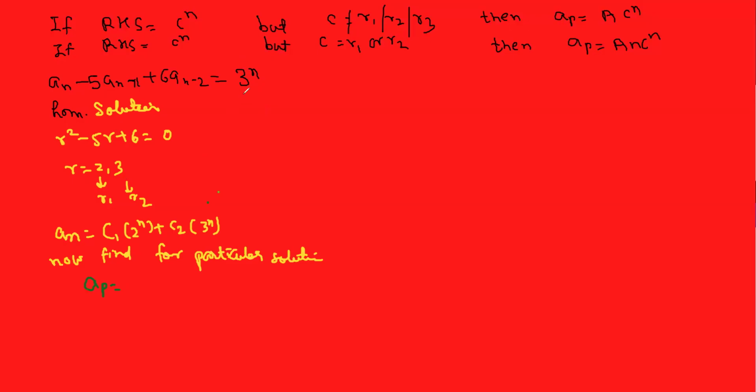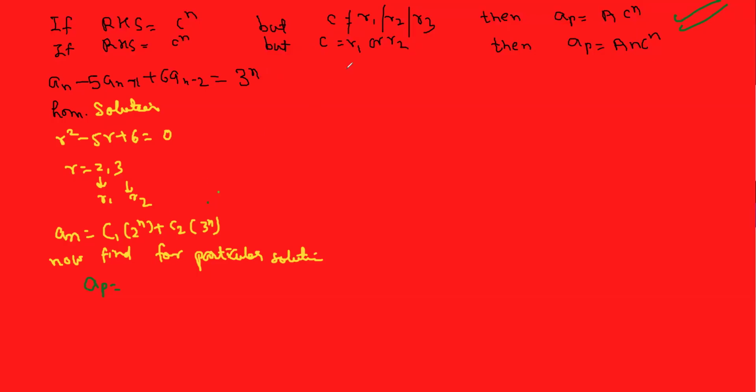I changed 7 with 3, just because 7 is not equal to 2 or 3. That's why you can use this formula. Previous question was based on this. Now, based on this question. Okay.